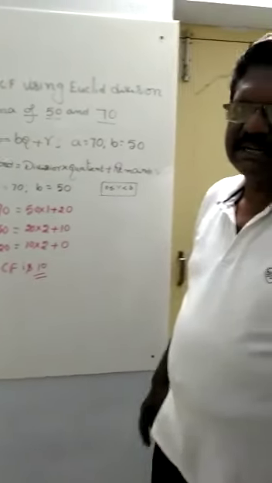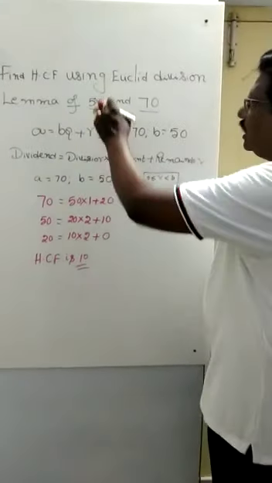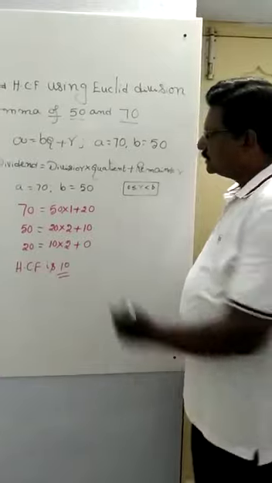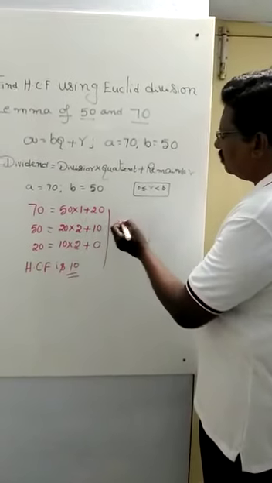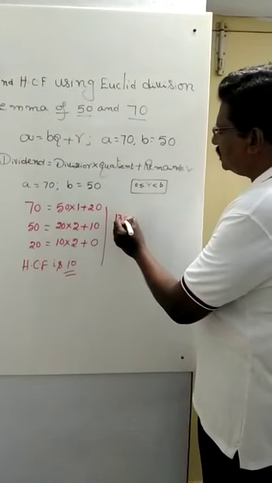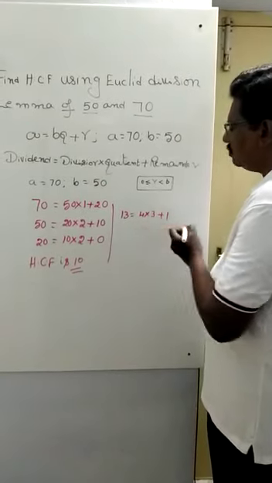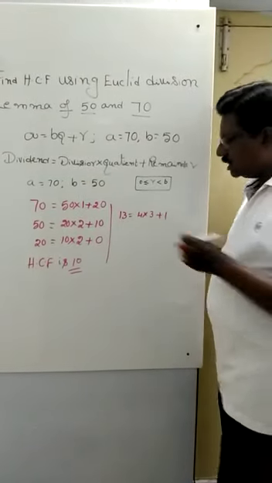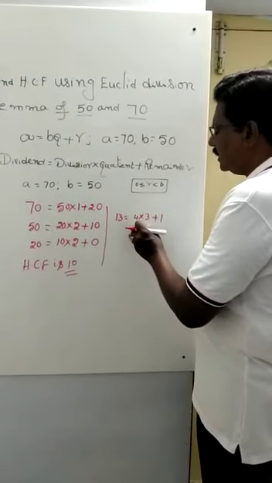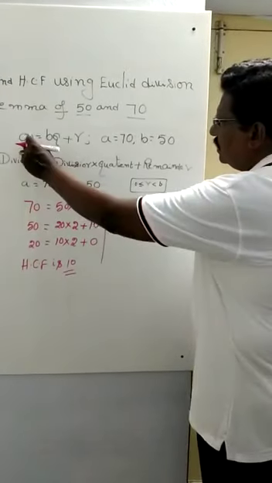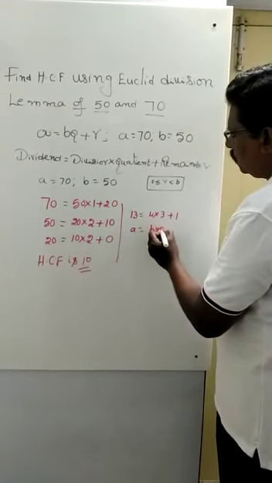The HCF is 10. So, my dear students, this is how we find the HCF with the help of the Euclid division lemma. Some objective type questions they ask. Suppose they gave 13 is equal to 4 into 3 plus 1. They gave this equation. They ask the bits when this form is given, you have to imagine A is equal to BQ plus R, A is equal to B into Q plus R.